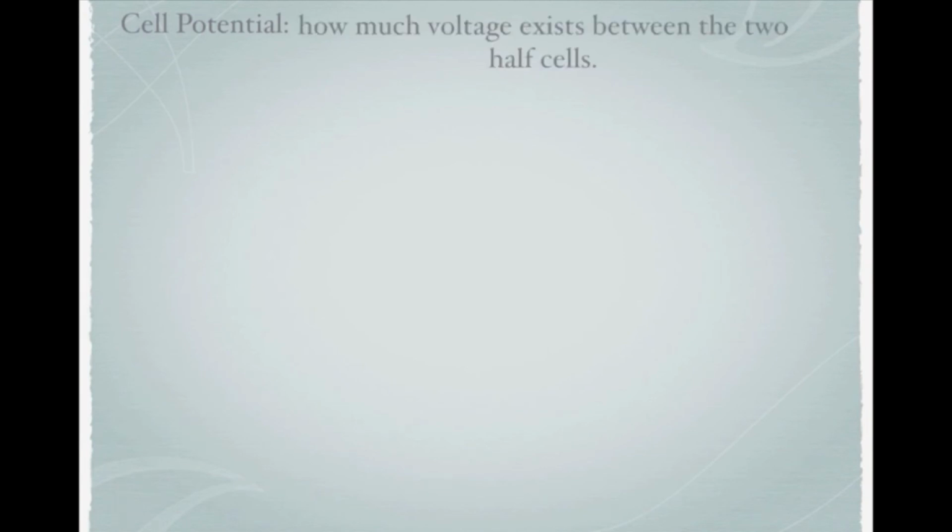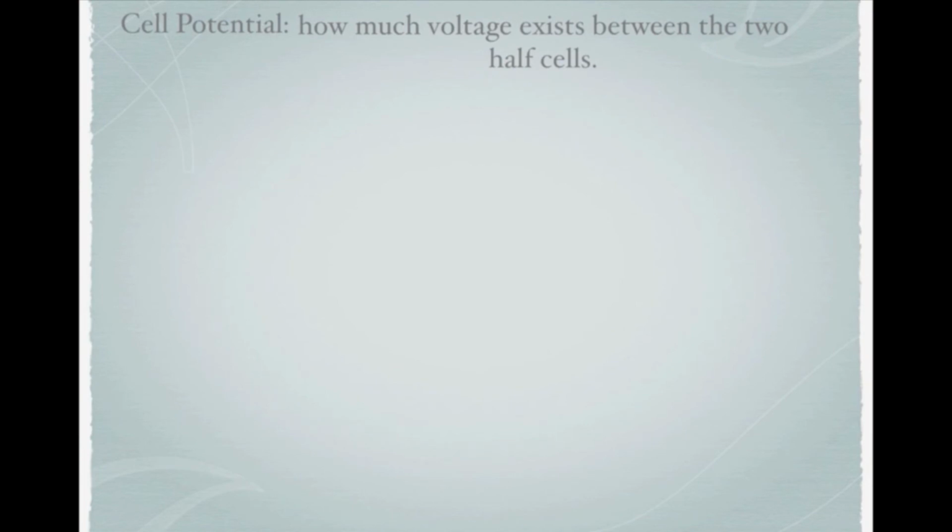And the term that we use for actually quantifying what's happening in those overall reactions is cell potential. Now, cell potential is how much voltage exists between the 2 half cells. We will be able to find the cell potential for a reduction reaction and for an oxidation reaction. And if we add those 2 values together, we can find the overall cell potential for the overall reaction once you have your oxidation and reduction reactions added together.